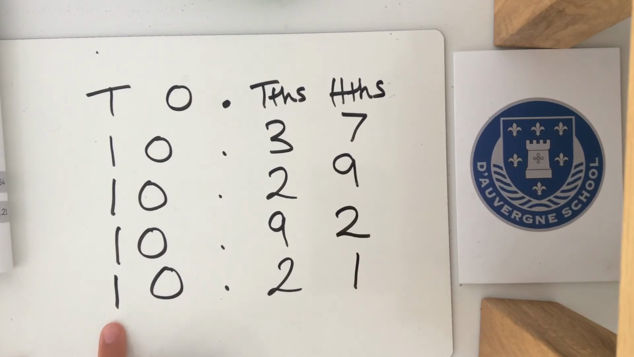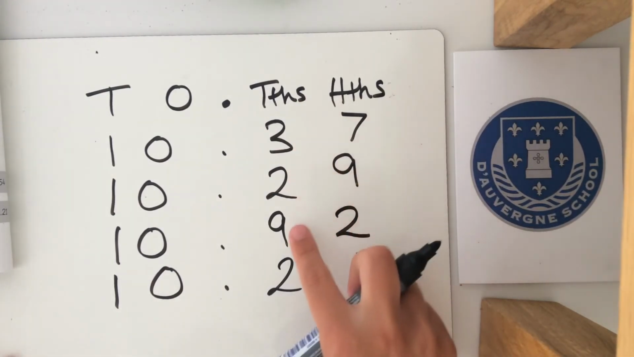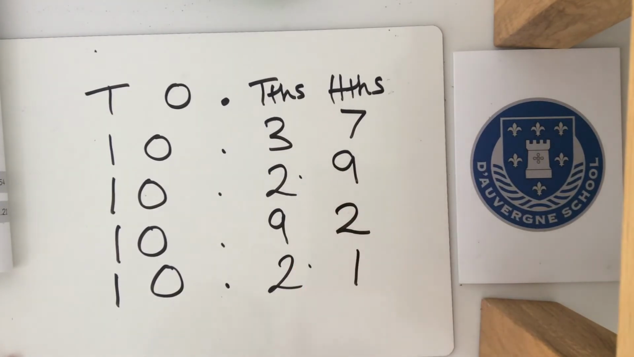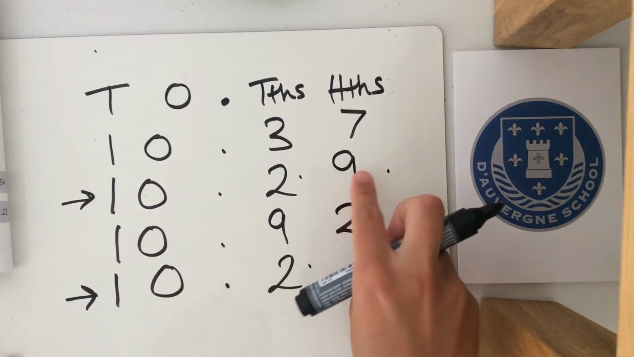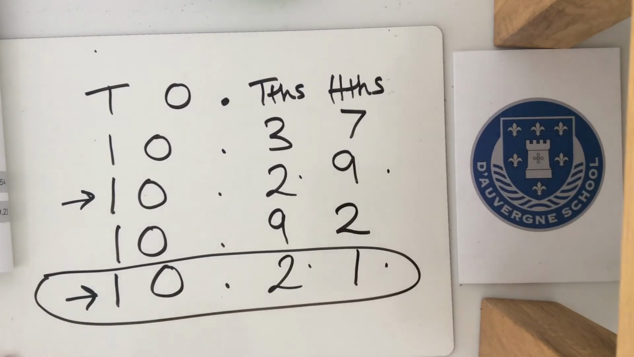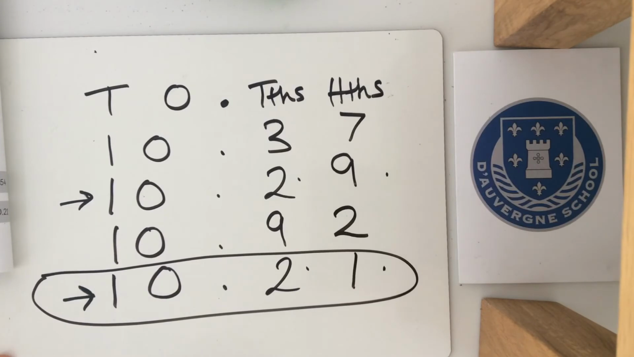They're all 1. I look in my ones column, they're all 0, so I move to my tenths column. And now I need to find the smallest number in my tenths column. We have 3, 2, 9, 2. So my smallest numbers are the 2s. Okay, so it's out of this one and this one. So I then look into my hundredths column for these two. I've got a 9 and I've got a 1. Which one is smaller? It's the 1. So in question B, the smallest number is 10.21.